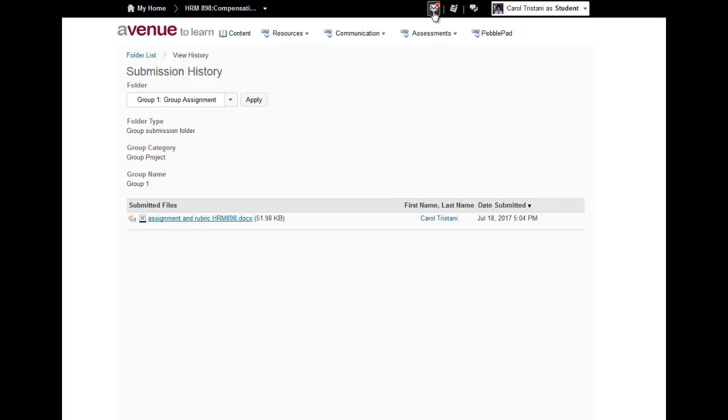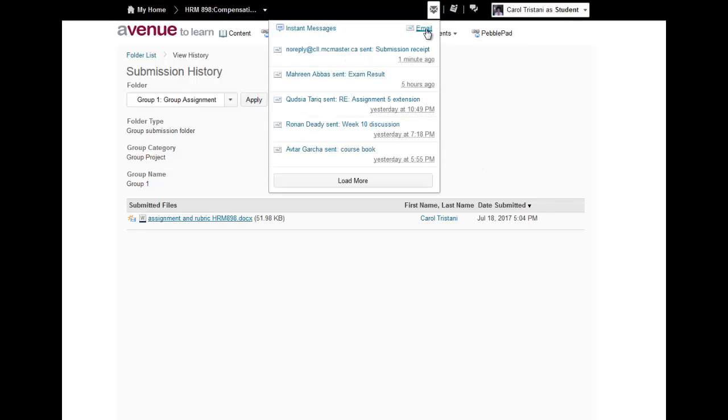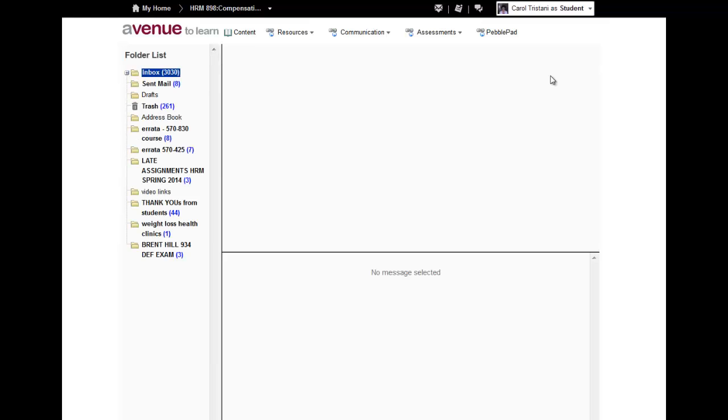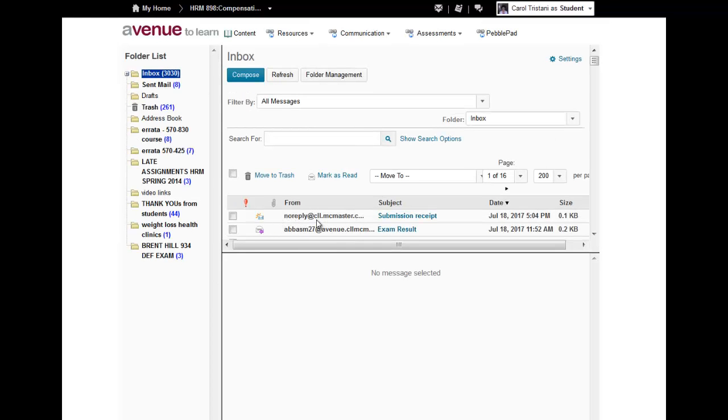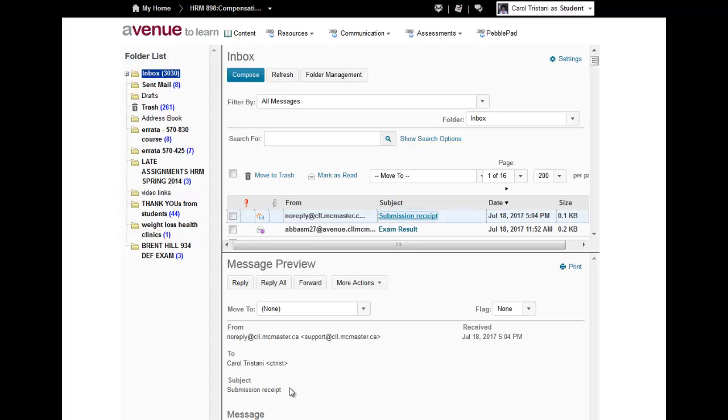You'll notice now at the very top of the screen, hopefully you can see it, but there is a little red dot in my email box. That means that the confirmation email that we saw earlier, they said was sent, is now showing up in my email. So if I go to my email, you'll see here, it says no reply at cll.mcmaster.ca. That's a submission receipt. So here I can see that my assignment was submitted. So this concludes our short video on how to submit assignments.